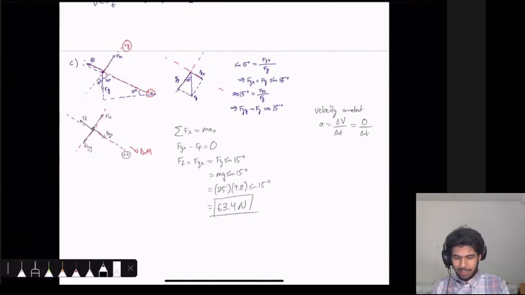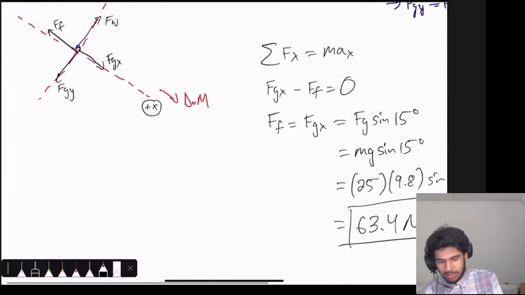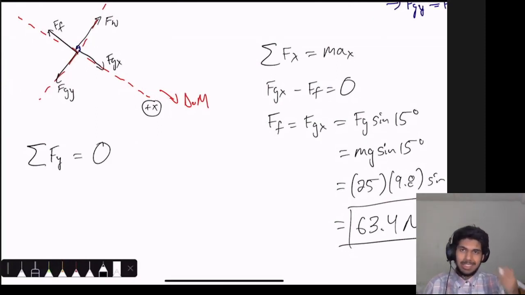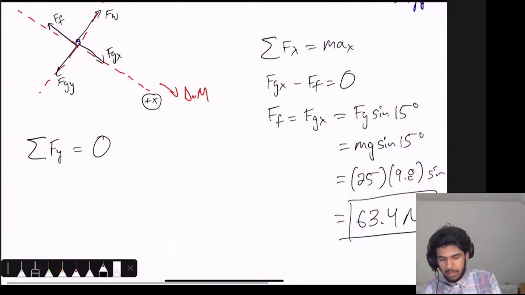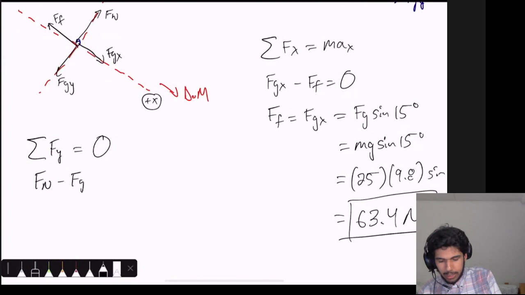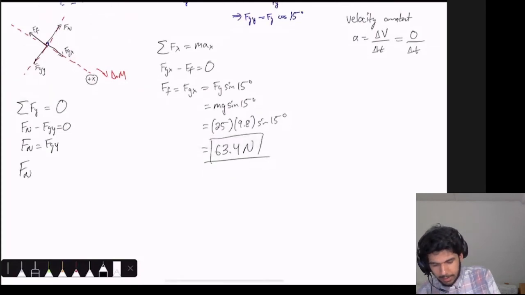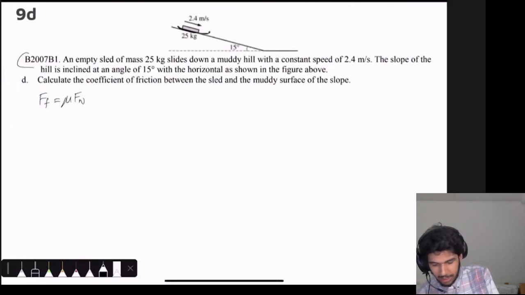So let's scroll back and take a look at our free body diagram. And here we see that if we take the sum of the forces in the y direction, that should equal 0, because the sled isn't accelerating in that direction. So we get Fn minus Fgy equals 0, and more importantly, Fn equals Fgy. Well, what's Fgy? That is this right here, Fg cosine 15. So Fn equals Fg cosine 15. That's equal to mg cosine of 15 degrees. So using that logic, we say that Ff equals mu times mg cosine of 15 degrees.